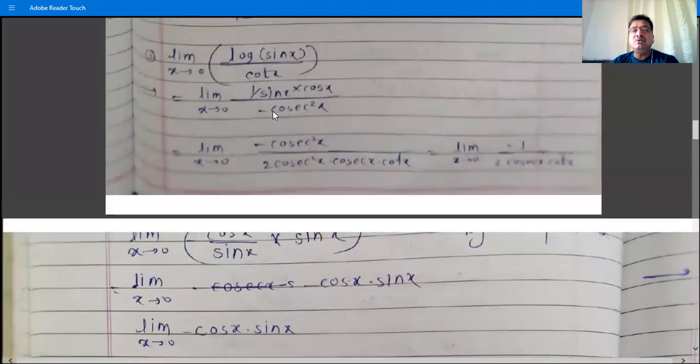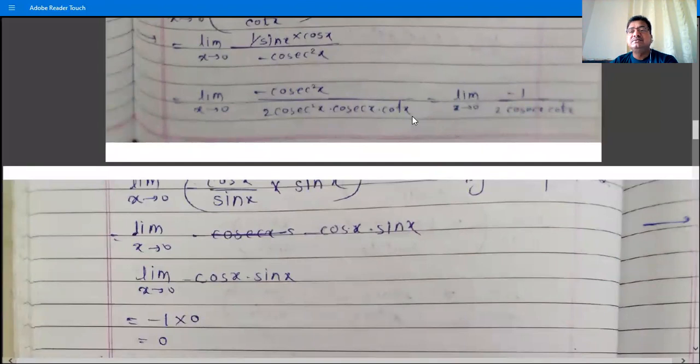Minus, 2 cosec x into derivative of cosec x, which is minus cosec x into cot x. So minus minus become plus, cosec x into cot x. Derivative of 2 cosec square x is what? 2 cosec x into derivative of cosec x, which is minus cosec x into cot x. So minus 1 become plus, and then cosec square x gets cancelled. So we have minus 1 by 2 cosec x into cot x.